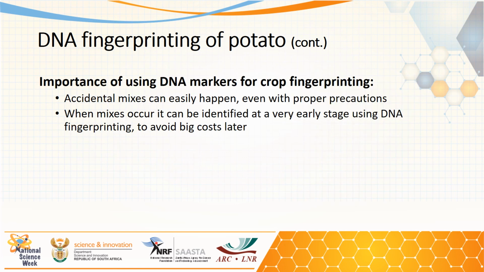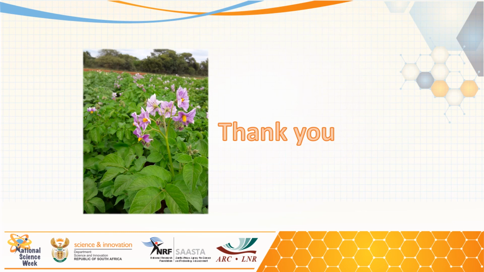Using DNA markers for crop fingerprinting is therefore of vital importance, because accidental mixes can easily happen even with proper precautions. When mixes occur, it can be identified at a very early stage using DNA fingerprinting to avoid big costs later. For example, when a whole field is planted with potatoes of the wrong type, and it cannot be used by the processing industry.